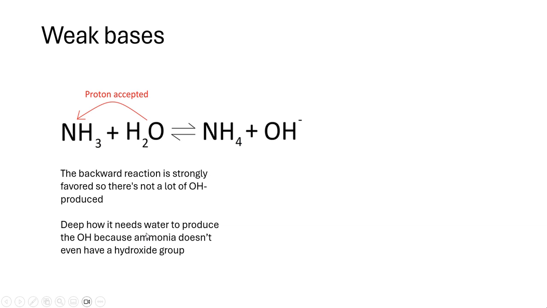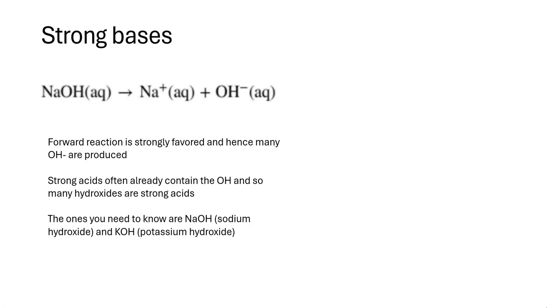By the way, another thing with ammonia, anything that's adjacent to ammonia, like anything that has ammonia added to something, is also going to be a weak base. Just to identify if it's a weak base, look: does it have an OH group in it? That should be the first question. So obviously the forward reaction here is strongly favored, and hence many OH are produced. Again, I've written this arrow as just a solid arrow instead of a reversible reaction. That's how strongly it's favored to the forward reaction. And strong bases often already contain the OH, so many hydroxides are strong bases. So NaOH here is just dissociating in aqueous solution to produce Na plus and OH minus ions, as alkalis or bases do.